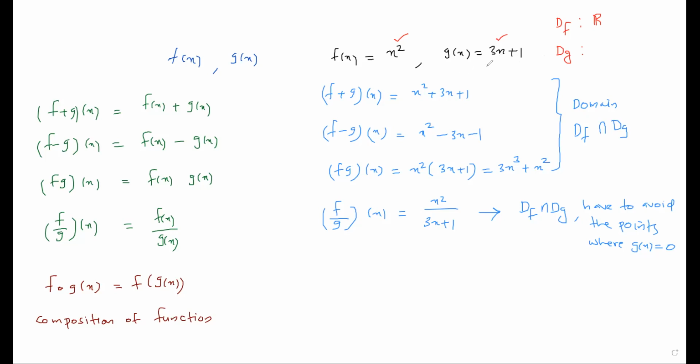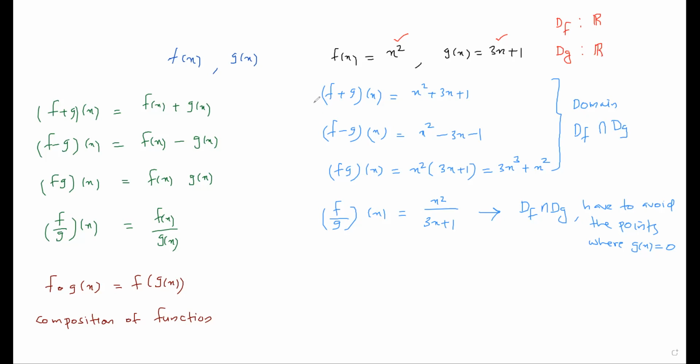Is there any value for x, such that if we give that particular value, g of x does not exist? Is there any such value? No, sir. You can give any real number to x. 3 times that real number will be a real number, plus 1 will be a real number. So the domain of g is also the set of all real numbers.